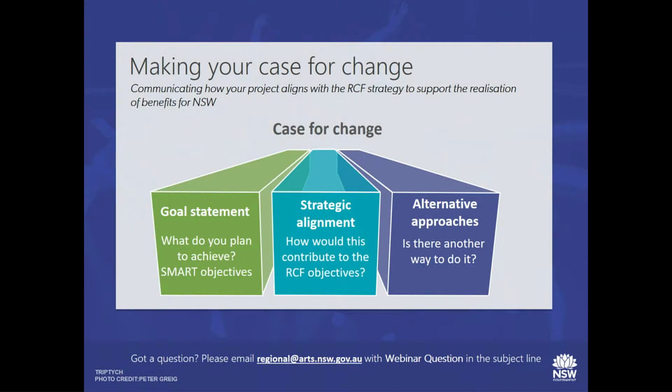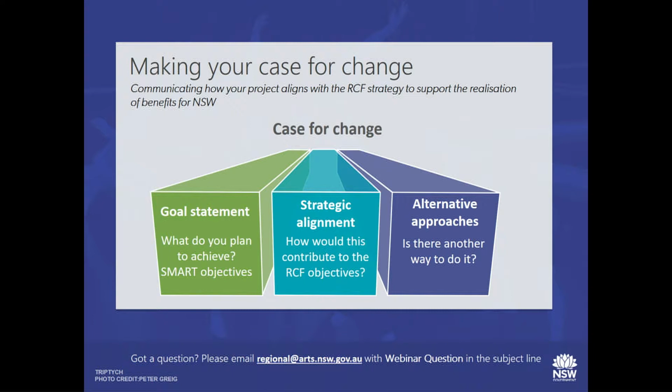So back to this case for change, there's 3 boxes here, moving over to the second one, which is strategic alignment. If you're following with your project plan, this is section 1.2. This section should start with the current situation. So this is sometimes called the base case. This is like what you've got now. And this should outline the problem you're trying to fix. Like that could be unsafe facilities, decreasing attendances, or lack of capacity, for example.